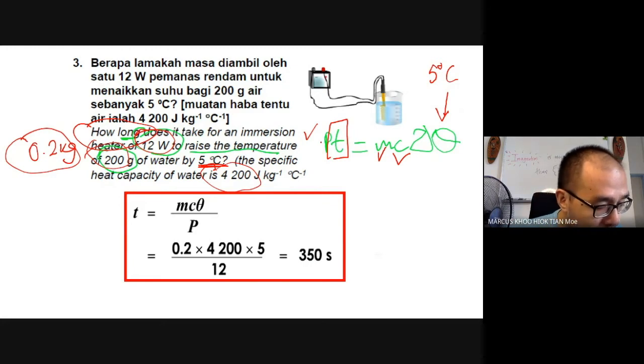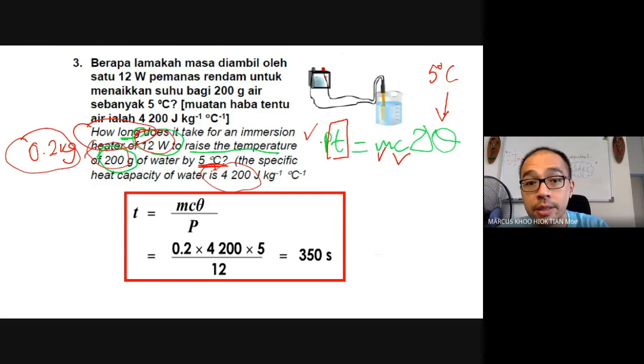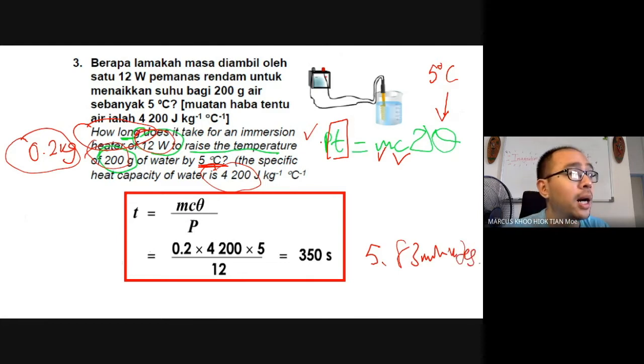50 divided by 60. Yeah, 5.83 minutes. Okay, you can write it as 350 seconds or you can write it as 5.83 minutes. It's totally fine. Okay, not a problem at all.